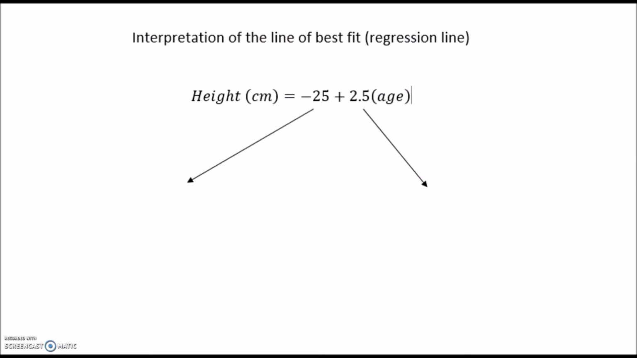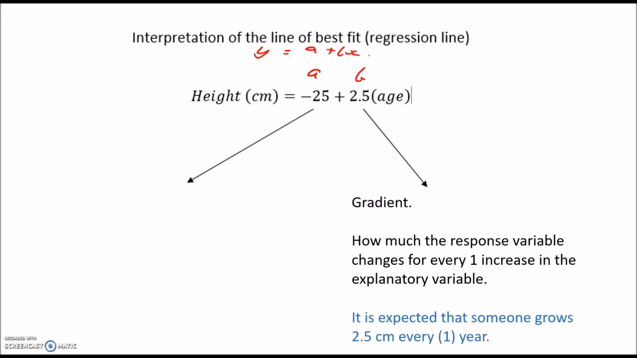Now, interpretation of your regression line. These are really important to have down in your notes as well. You've got 2 points. It's what we call A and B, right? And it's always in the form of y equals A plus bx, because this is what we use in year 11 and year 12. The first part, the A value, or we'll do the gradient first, the B value. So the second part, the B value, tells you the gradient. It tells you how much the response variable changes for every one increase in the explanatory variable.